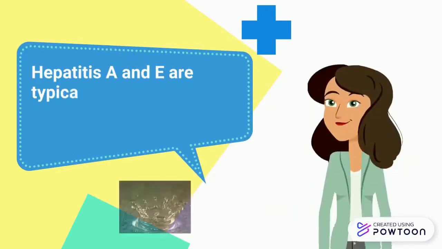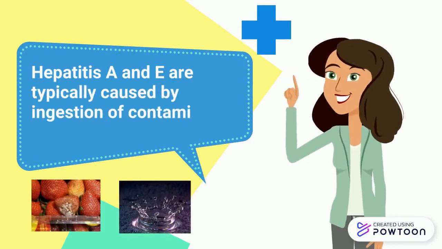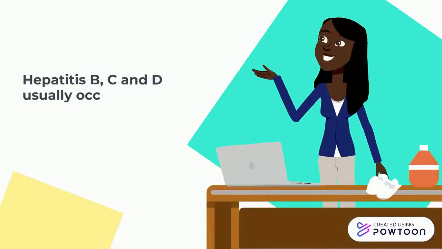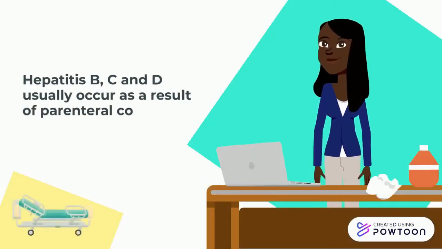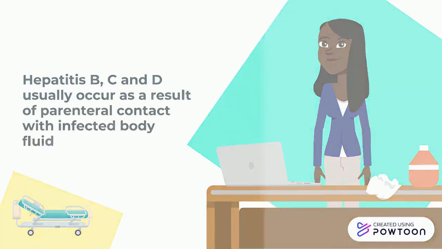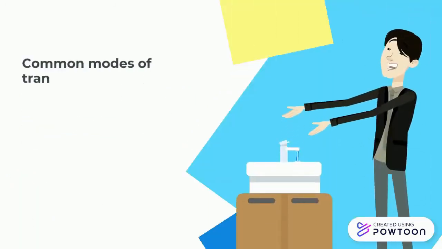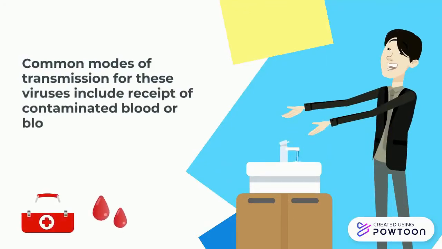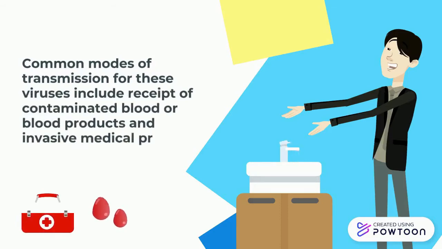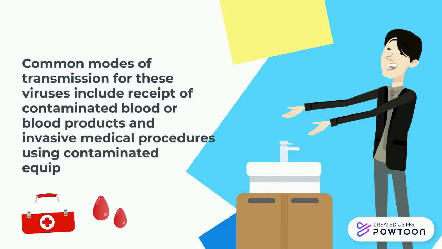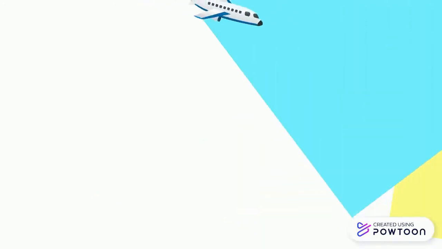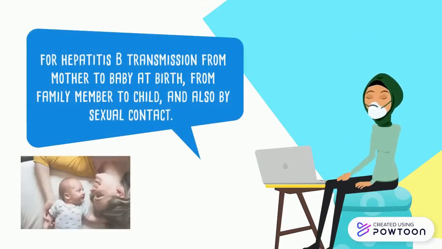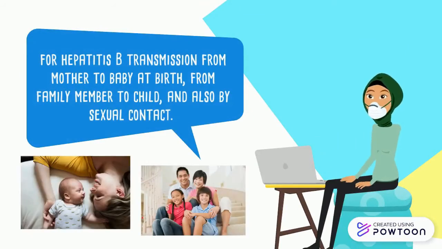Hepatitis A and E are typically caused by ingestion of contaminated food and water, while hepatitis B, C, and D usually occur as a result of parenteral contact with infected body fluids. Common modes of transmission for this virus include receipt of contaminated blood or blood products and invasive medical procedures using contaminated equipment. For hepatitis B, the transmission can occur from mother to baby at birth, from family member to child, and also by sexual contact.